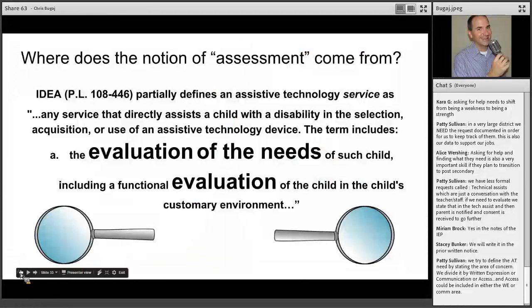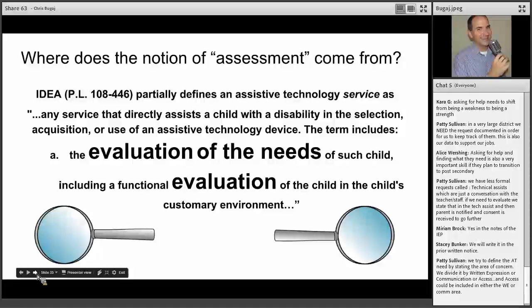Okay, so where does this notion of assessment come from? So you'll note that I've sort of been using the terms evaluation and assessment interchangeably, but maybe they're not, right? I've been leaning towards not even calling it an assessment, but saying it's the act of assessing. Again, getting away from that noun and using more of a verb.